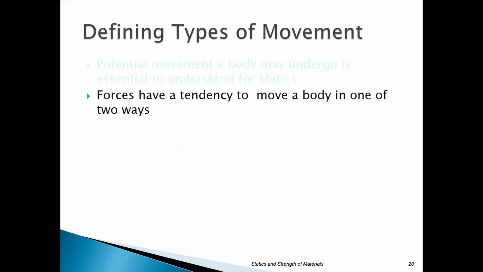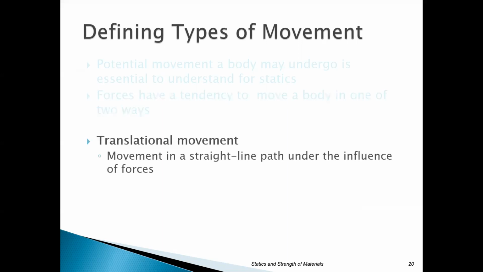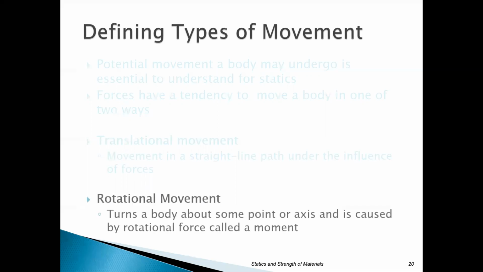We can talk about the tendency of the body to move translationally, which means it moves in a straight line under the influence of forces. What that means is it truly doesn't have any rotation. And then the other kind you have is rotational movement, where the body is about some kind of fixed point, and that's going to tend to cause a rotational force, which we call a moment.